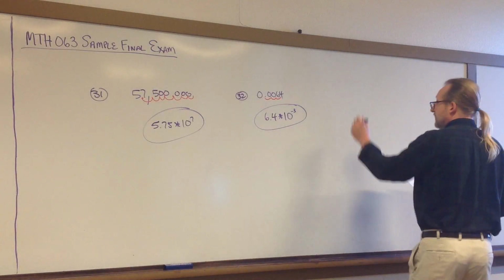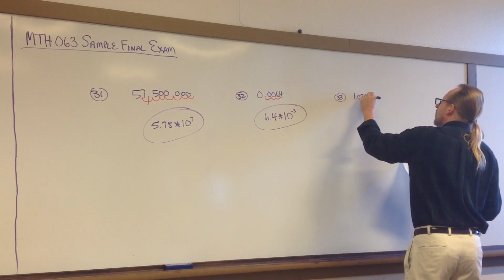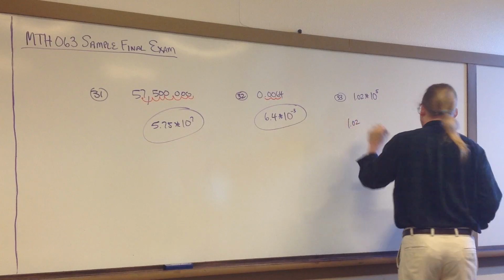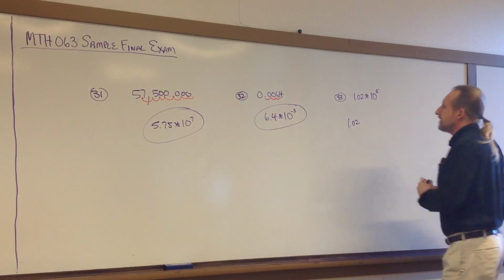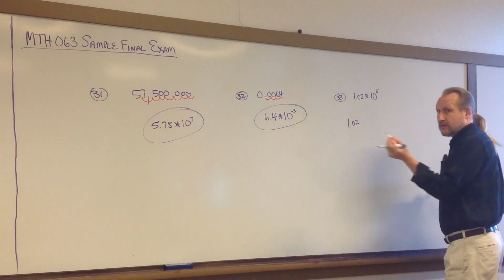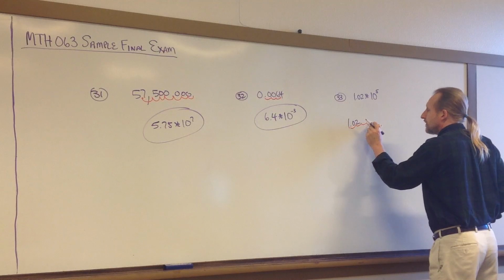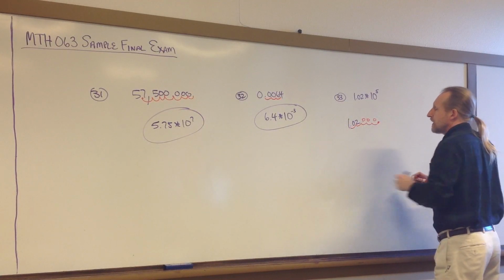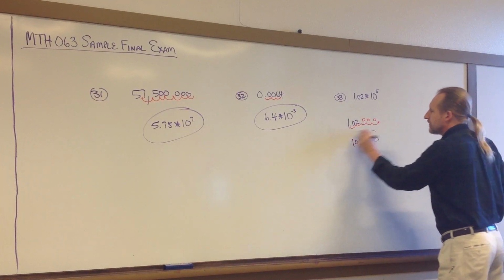Problem 33 and 34 are the opposite. Here we get scientific notation. 1.02 times 10 to the 5th. And so we're going to move that decimal point 5 places to the right to make the number bigger because this is a positive exponent. 1, 2, 3, 4, 5. Fill in those zeros, and so this is 102,000.